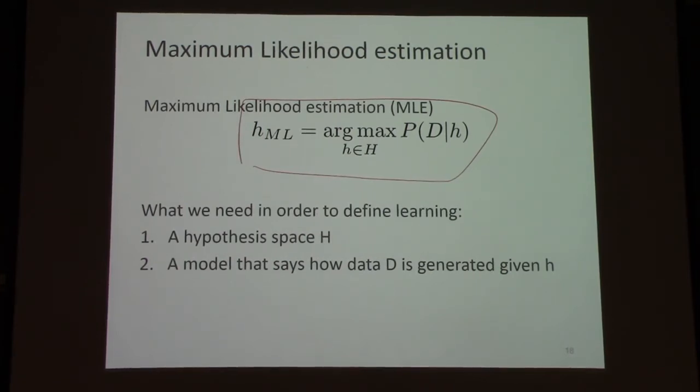Of course, we need to instantiate this. We need a hypothesis space, and we've always needed that. And we need a model. The model tells us how the data set could be computed or generated if the hypothesis was a particular one. In other words, we need a functional way of writing down the likelihood function. So let's look at some examples.